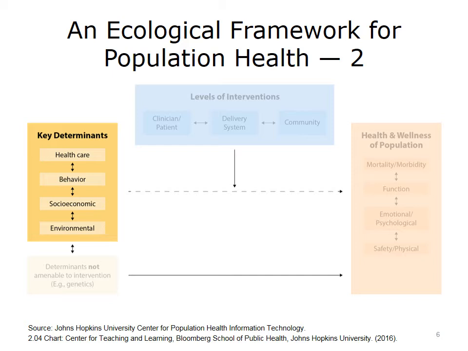Starting at the left, if you think about the causal factors or the determinants, if one is trying to make a difference to improve the health of populations, these are the types of things that a government public health agency or another organization, such as a health maintenance organization, HMO, or accountable care organization, ACO, might do to intercede.